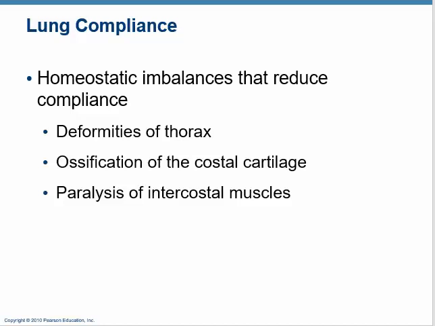A good friend of mine has a disease called ankylosing spondylitis, and it's an arthritic condition that will affect the joints of the spine and where the ribs meet the spine. And so that's a problem. Sometimes people end up with paralysis from like a broken neck or a stroke or something like that, and some of the intercostal muscles, so that will decrease lung compliance.